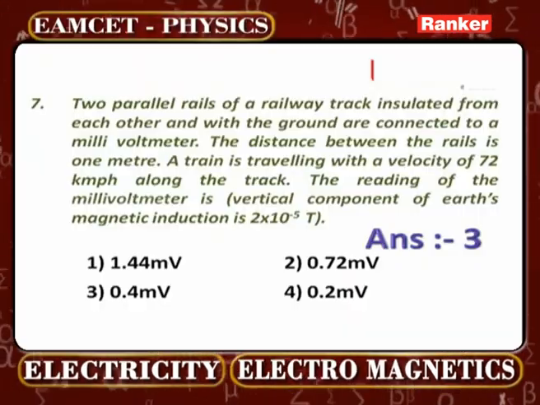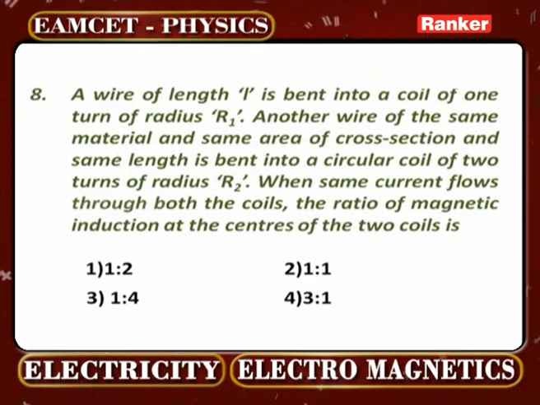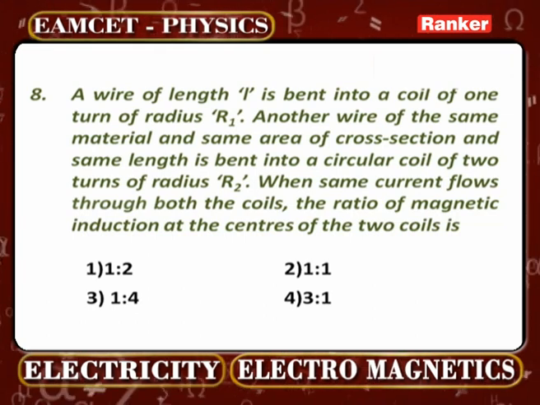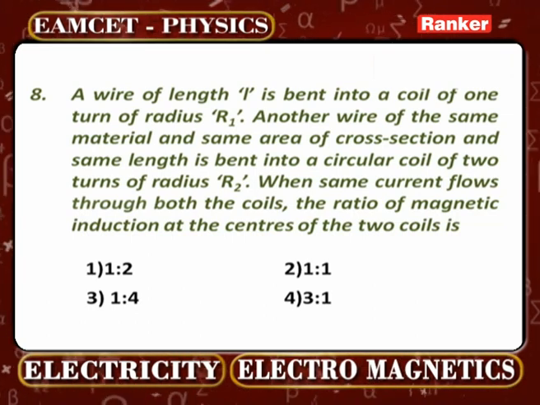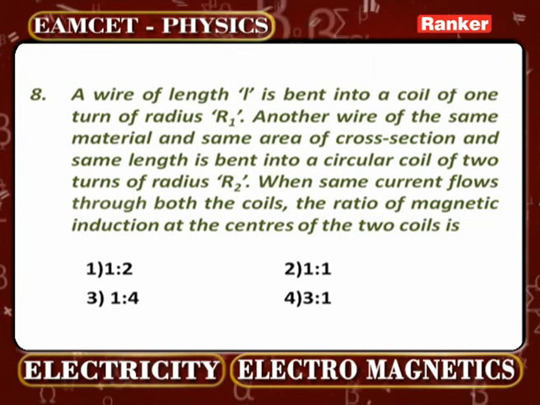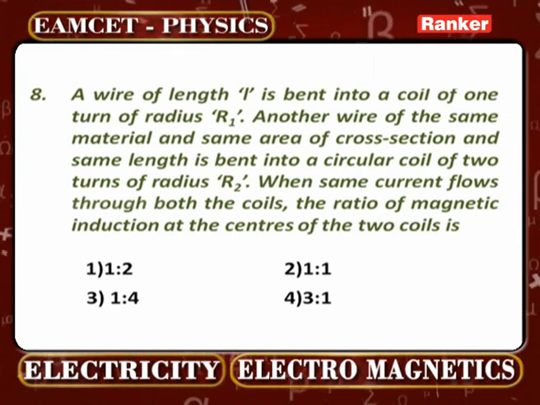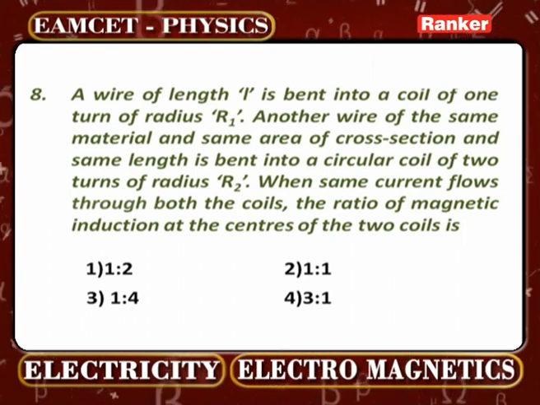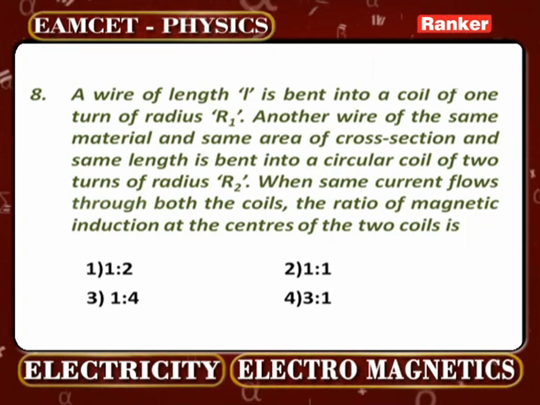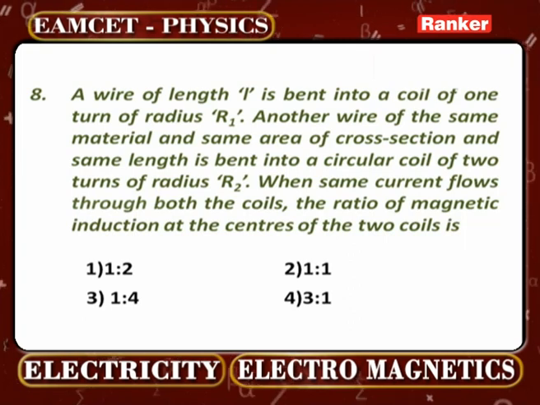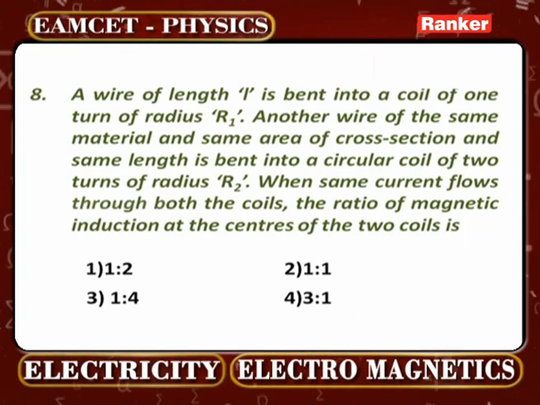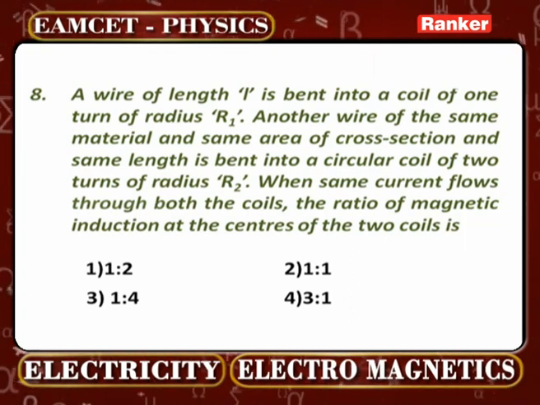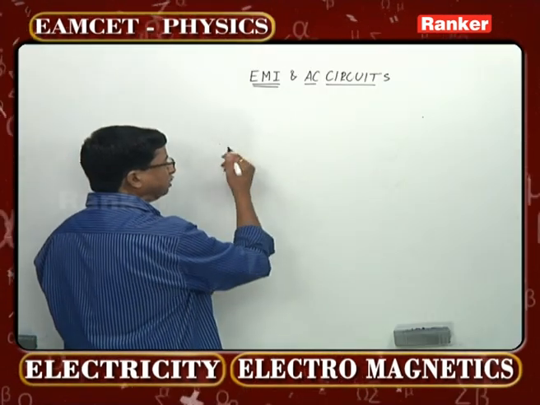Look at the next problem, that is problem number 8. A wire of length L is bent into a coil of 1 turn of radius R1. Another wire of the same material, same area of cross section and same length is bent into a circular coil of 2 turns of radius R2. When the same current flows through both the coils, the ratio of magnetic induction at the centers of the 2 coils will be how much? Now, the concept you people should understand, this is a part of the electromagnetism concept in fact.